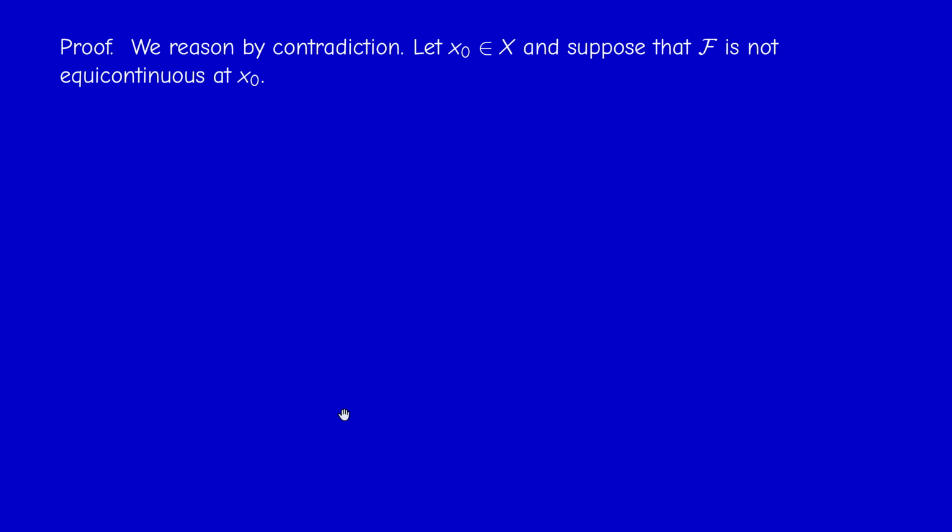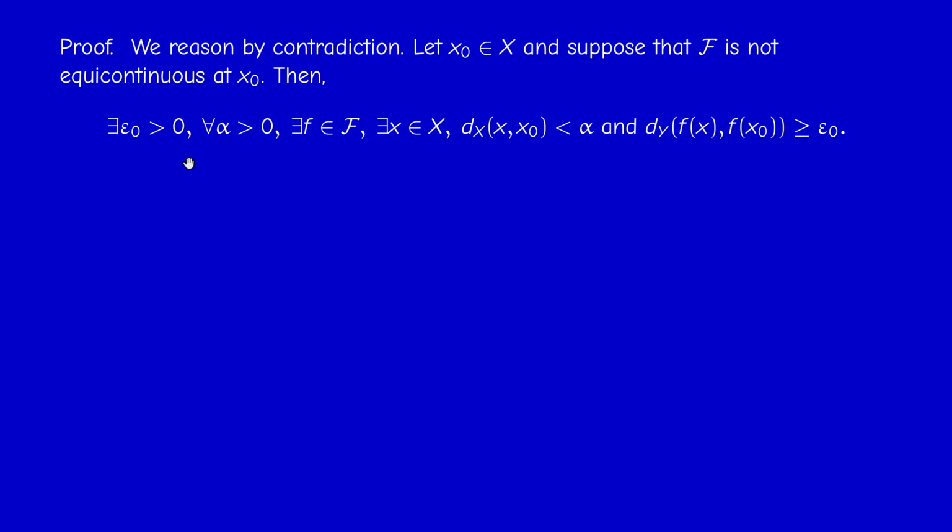We reason by contradiction. Let us negate the condition of equicontinuity at x0. So you have to negate the condition before: for every epsilon there exists alpha, for every f, for every x, etc. So for all becomes there exists, and there exists becomes for all. So there exists some positive number epsilon 0, such that for every alpha positive there exists an element f in the collection, there exists a point x in the space, such that the distance between this point and x0 is less than alpha, but the distance between their images under this f is bigger or equal than epsilon 0. So this is just the usual negation.